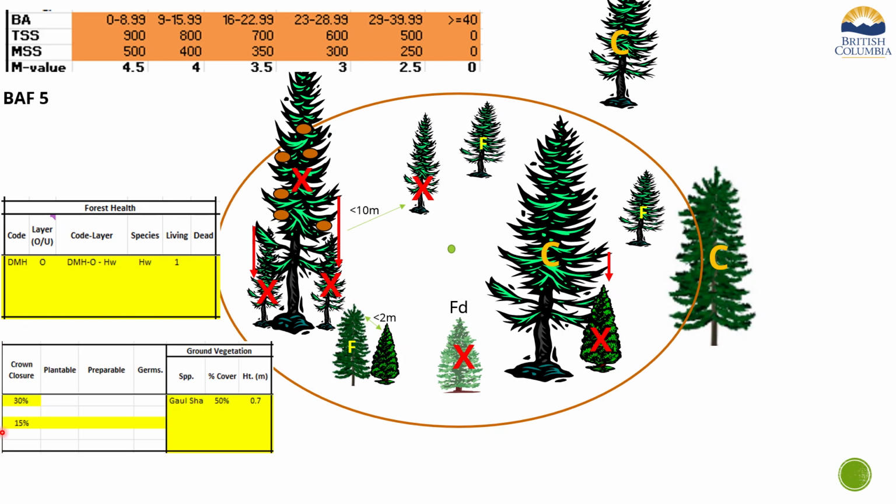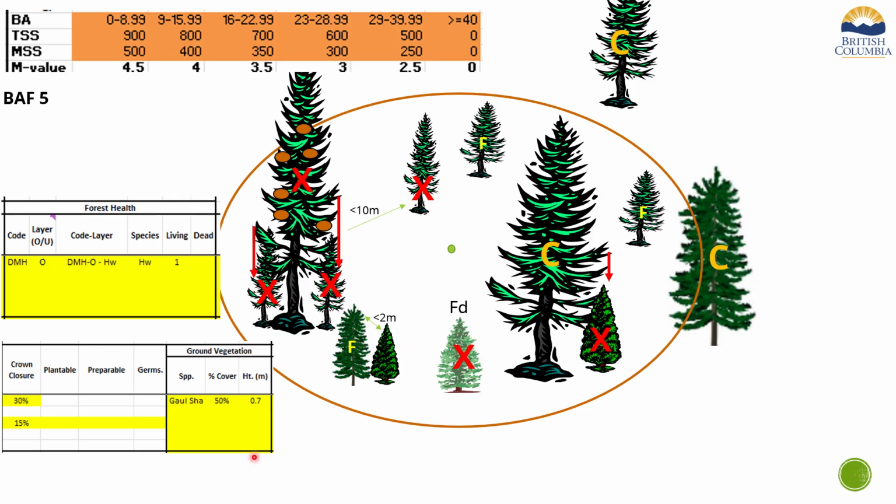After that, we do crown closure, and we'll start off with our layer 1 crown closure. We're looking at all trees, conifer, deciduous, crop, non-crop, and we come up with 30% crown closure, and we enter that there. We then do crown closure on our understory trees, and this is all combined understory layers, layers 2, 3, 4, and we say it's 15%. We're doing a free growing survey. The block is clearly stocked, so we did not bother doing plantable, preparable, or germinants. It was not relevant given the stage of the block and the status of the block.